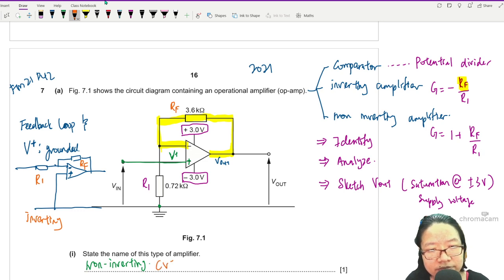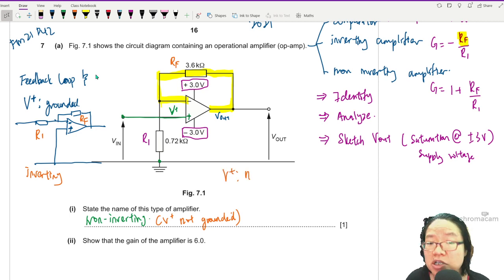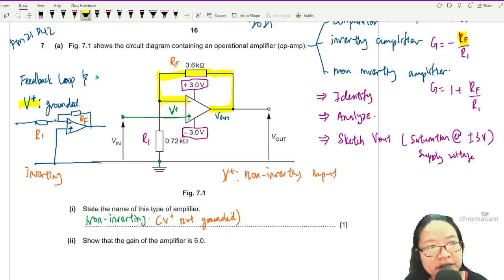And also because you have a feedback loop. So check your V plus, or your non-inverting input. V plus, the actual name is the non-inverting input. So if your non-inverting input is grounded, then we are talking about the inverting amplifier. If your non-inverting input is not grounded, like this one, then we're talking about the non-inverting amplifier.